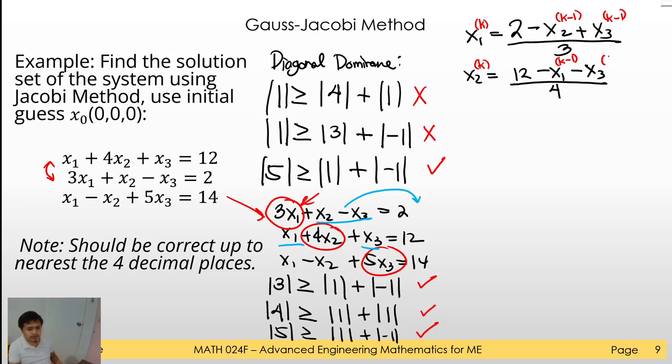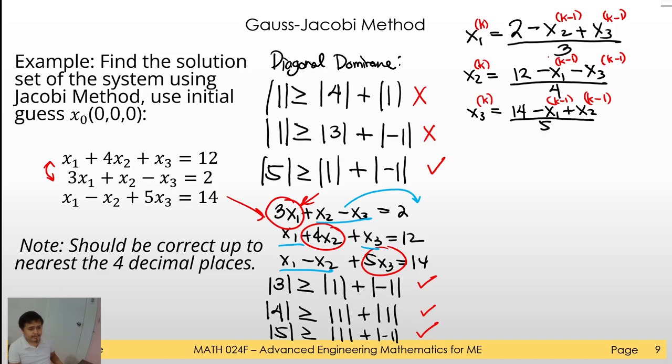For x3, same thing. So we have this. We have 14 on the right hand side, and then transpose x1 and minus x2. So this will be minus x1 plus x2, and then all over 5. So again, this is the present approximation, and this is the previous approximation.